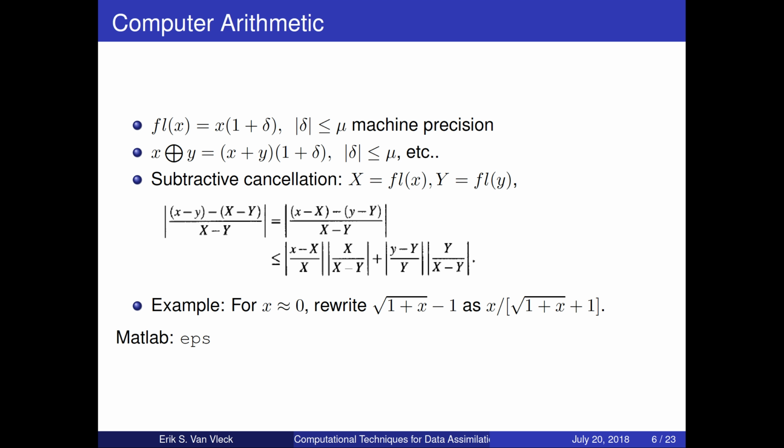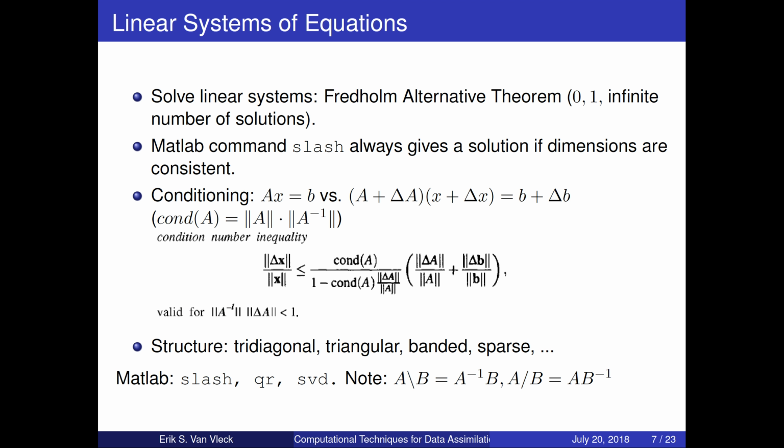A classic example of this is calculating the square root of 1 plus x minus 1, and we use a standard trick multiplying by 1 to rewrite this as a more numerically stable way to compute the same quantity. So the MATLAB command that gives us some information about the machine precision is EPS. So you can always type in MATLAB help and then the name of a command. So EPS will lead you to what EPS does, but also you'll start to see some other commands related to this.